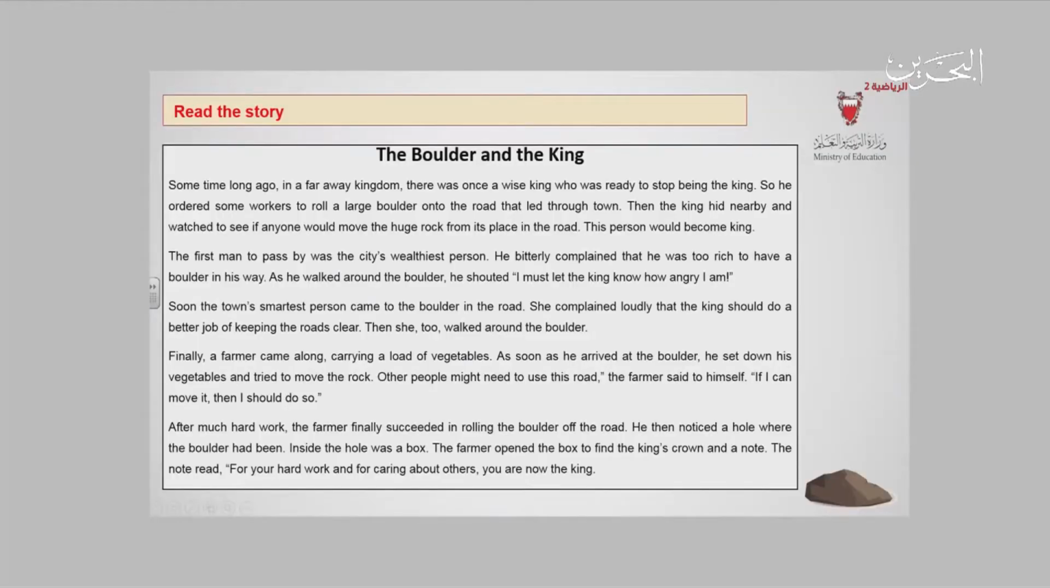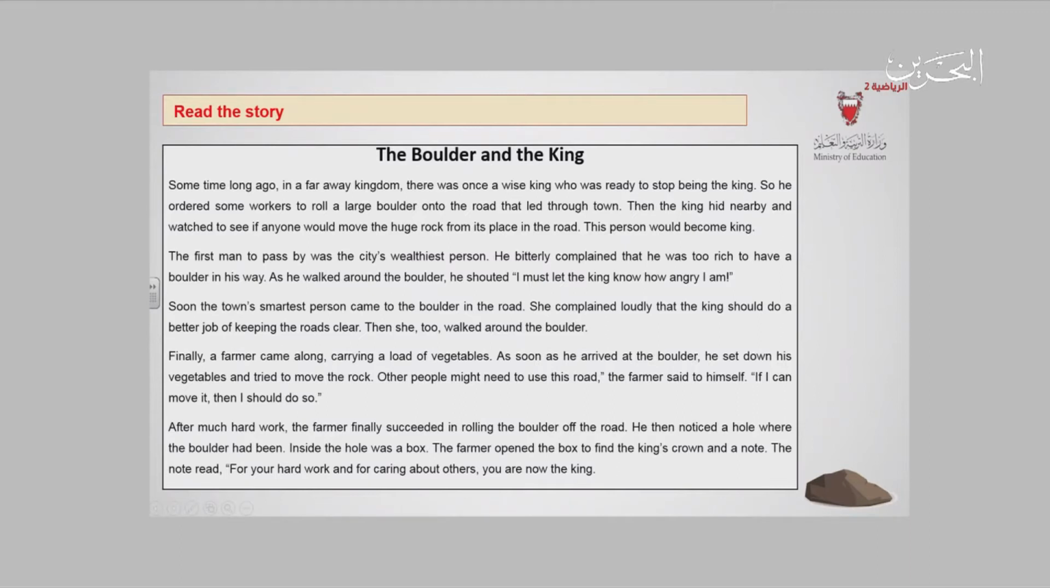Let's read it all together again. The Blunder and the King. Sometime long ago, in a far-away kingdom, there was once a wise king who was ready to stop being the king. So he ordered some workers to roll a large blunder onto the road that led through town. Then the king hid nearby and watched to see if anyone would move the huge rock from its place in the road. This person would become king.